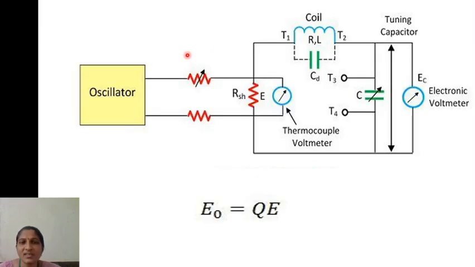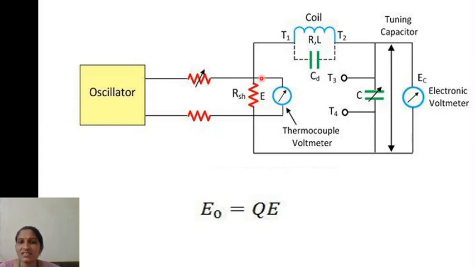This is the block diagram of the Q meter. Initially we are using an oscillator. This oscillator will generate some amount of voltage with one frequency. That is passed through a resistor RSH. This RSH value will be taken as low as possible, that is, it is equal to 0.02 ohms. So that resistance is connected in this circuit.